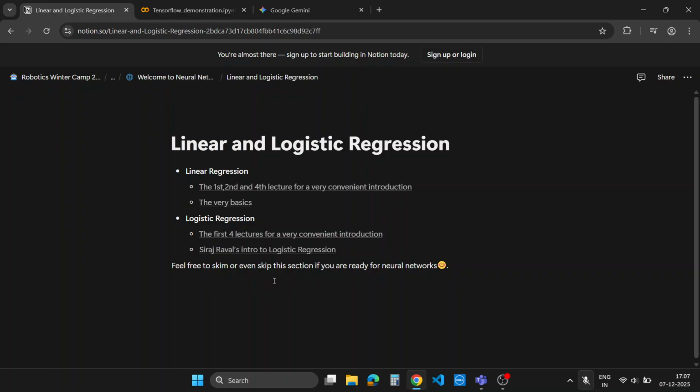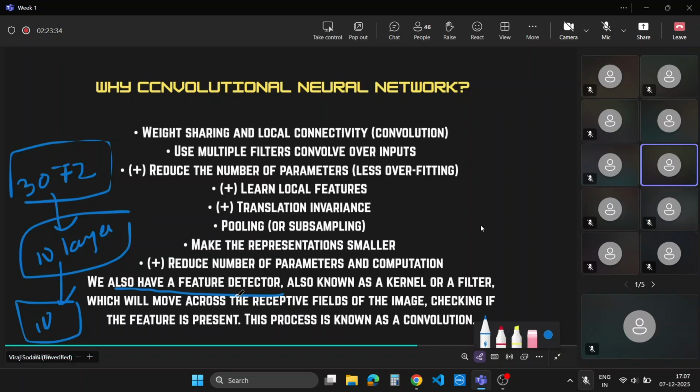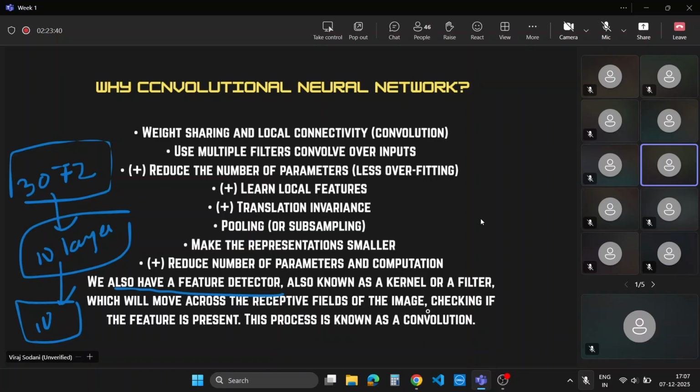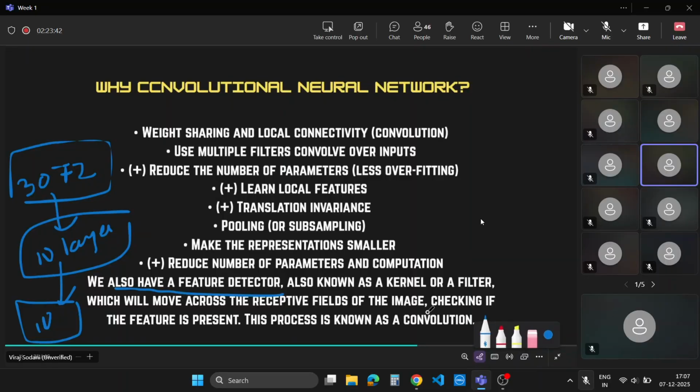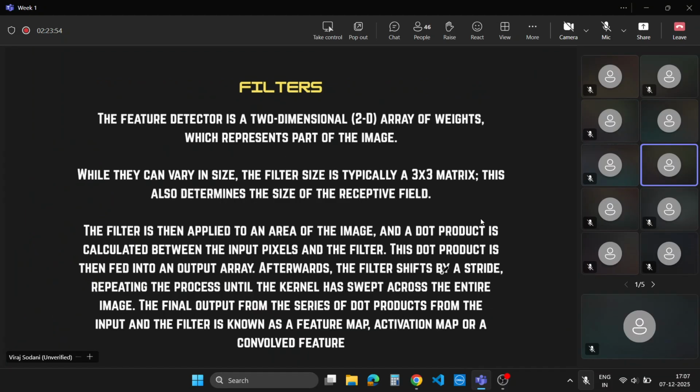We also have a feature detector, also known as a kernel or a filter, which will move across the receptive fields of the image, like I had demonstrated. I want to find the number 2 in a particular image, so it would be moving a particular filter or kernel that would be encoded with all the information required to capture the number 2. Okay, that's the main motive. So this checking if the feature is present, this process is known as the convolution. Okay, filters. Okay, this is all the theoretical part.